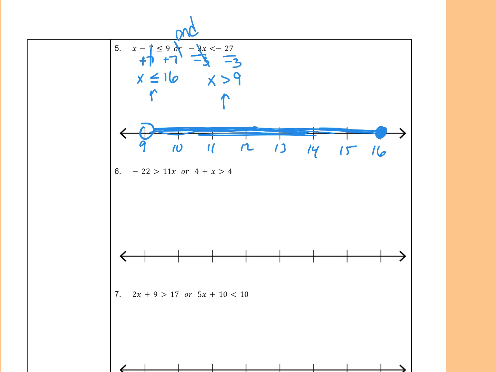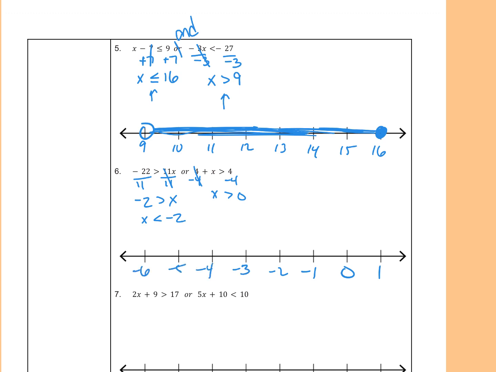On number 6, we're going to divide both sides by 11 on this first one. That's -2 is greater than x. And I'm going to rewrite that so I have x is less than -2. Notice that the pointy side still faces the x on both. On the second one, do -4 on both sides. And x is greater than 0. So let's put 0 here.